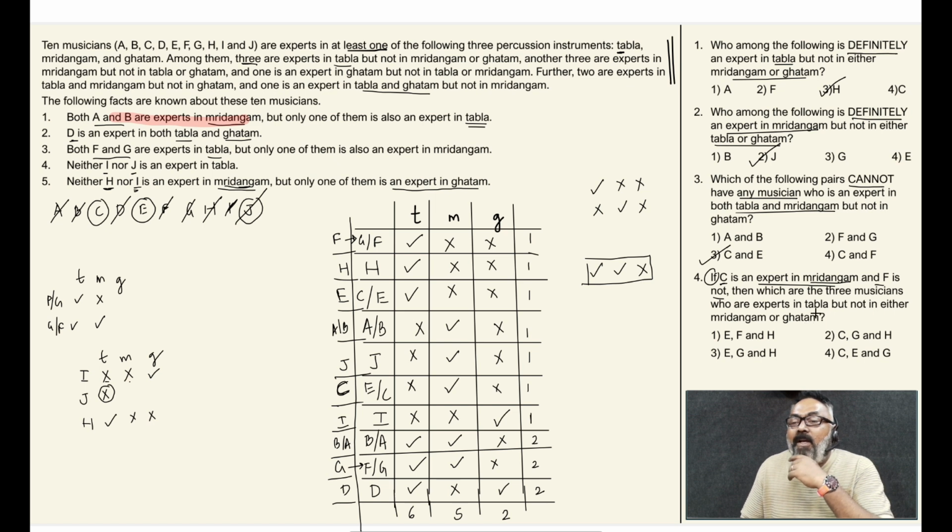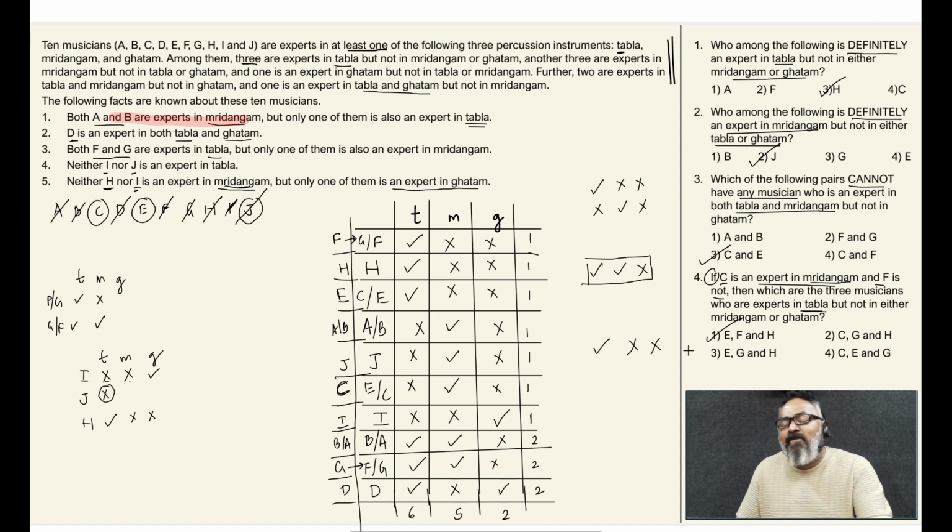Which of the following? Which are the 3 musicians who are not an expert in tabla? Who are expert in tabla but not in either? Who are these 3? Tick cross cross. Who are the tick cross cross? F, H and E are the tick cross cross. E, F and H are the tick cross cross. There you go. Answer to this question is E, F and H.